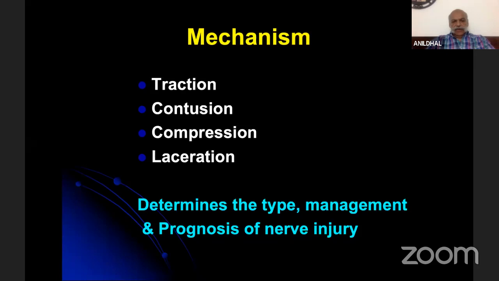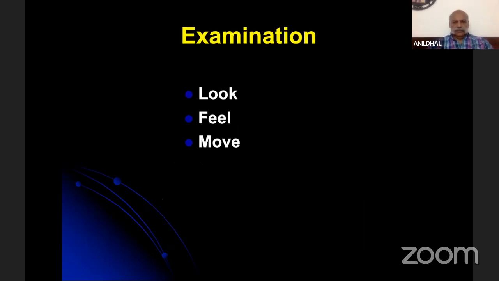Lastly, we have laceration, which leaves a clear cut line of action. A glass cut injury on the wrist, creating a median or a combined median and ulnar nerve deficit complete in the hand, is nothing but a neurotmesis injury, a complete disruption of the nerve. And unless you repair this injury or repair the nerve, no recovery is going to occur. So I repeat, mechanism determines the type, management, and prognosis of nerve injury.